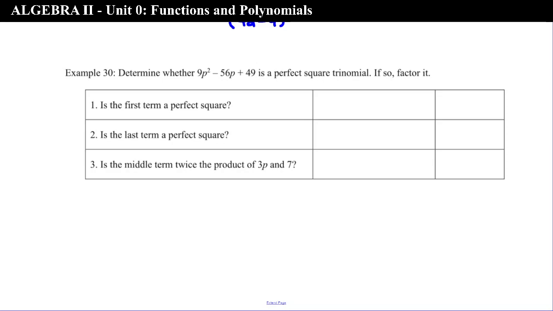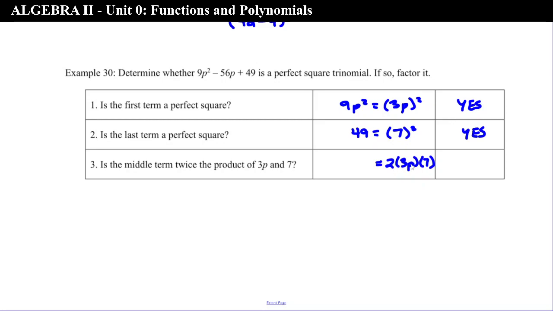Okay, so first of all, is the first term a perfect square? 9p squared is simply 3p quantity squared. So yes, it is a perfect square. This last term, 49, well, if you know your square roots, 49 is 7 squared. So yes to that one as well. Is the middle term twice the product of 3p and 7? Well, 2 times 3p times 7.